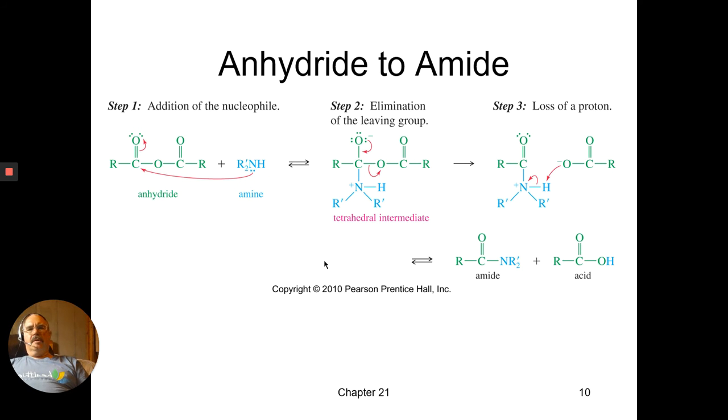Right, we can convert anhydrides to amides. Again, very similar mechanism. The amine acts as a nucleophile. The carboxylate then is the leaving group, which removes a proton, and as before, our byproduct is a carboxylic acid.